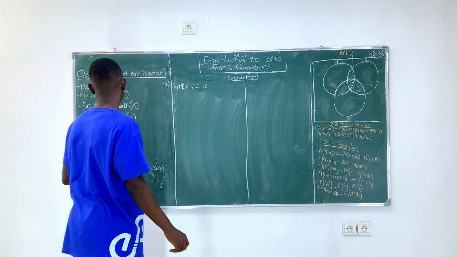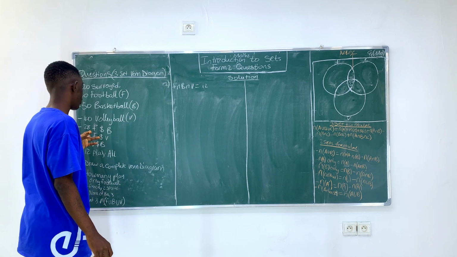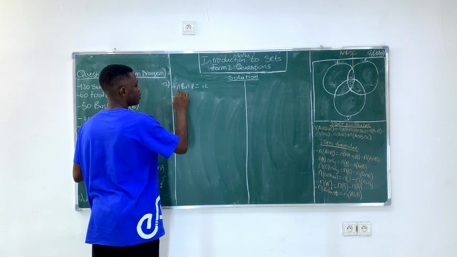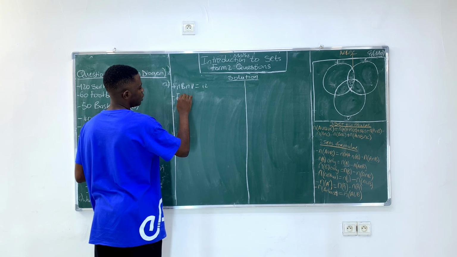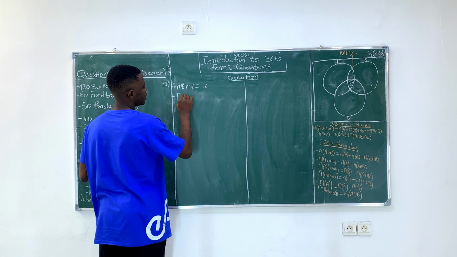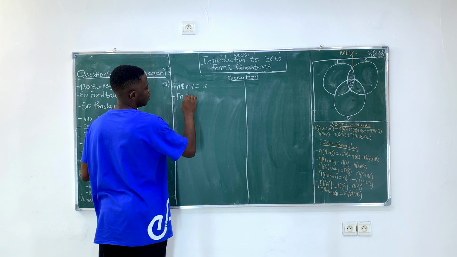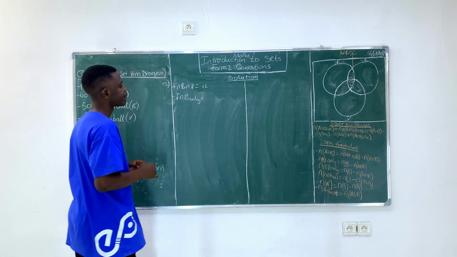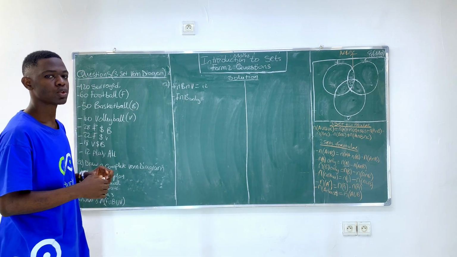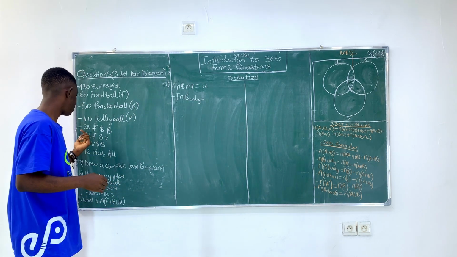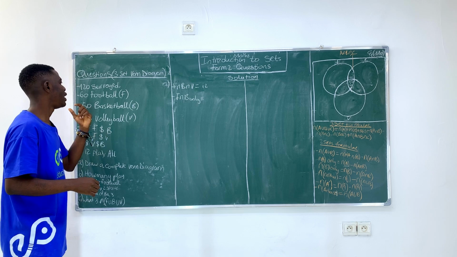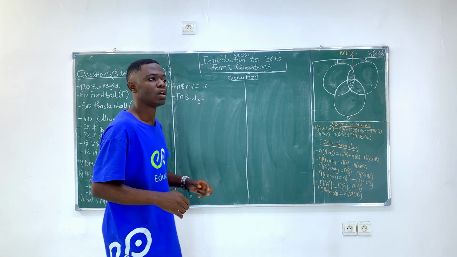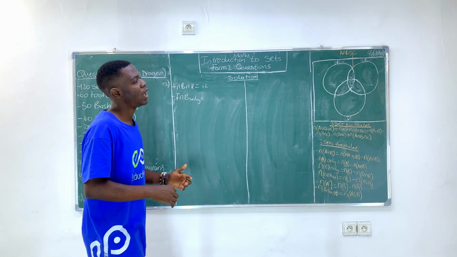So let's find the intersection between football and basketball only. Football intersection basketball only could be equal to what? It is equal to football intersection basketball minus this 12, because this 12 is already all of the people that are doing every sport.